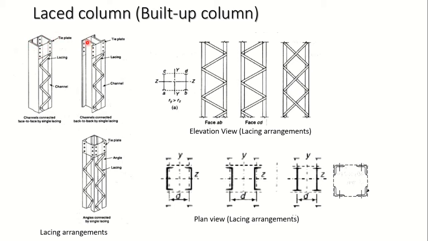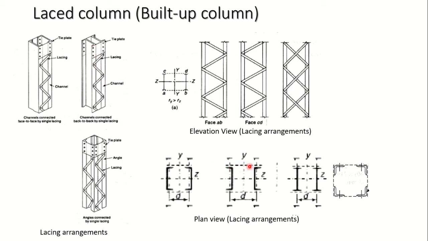In the second arrangement, the flanges are facing away from each other, back to back. In both cases, ISMC channel sections have been adopted. The way in which they have been positioned is different. Here in the plan view, you can see the two flanges facing towards each other in one case, and this is the arrangement for the other column.